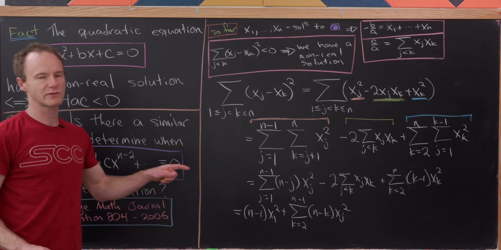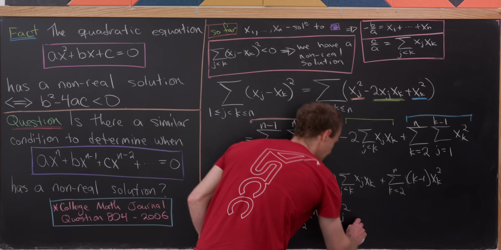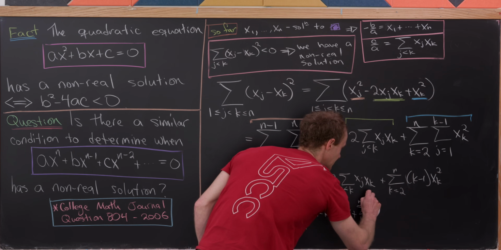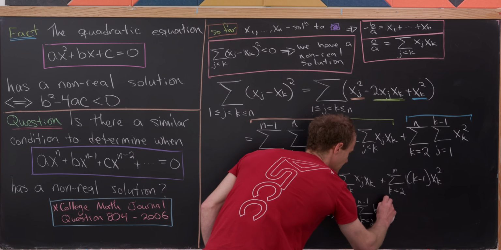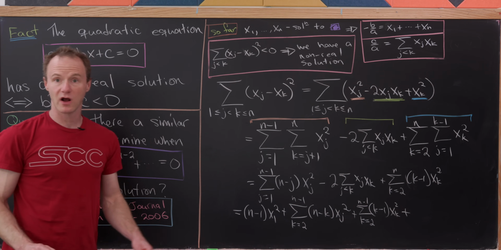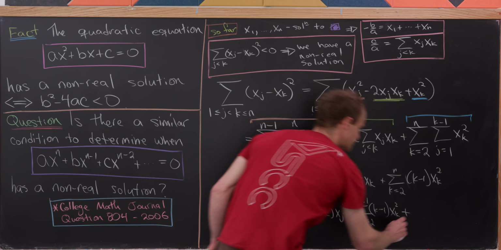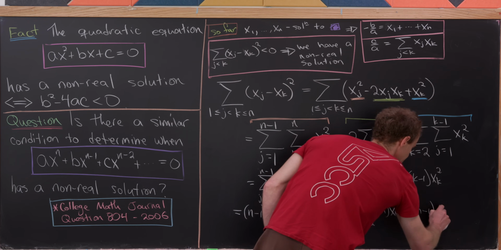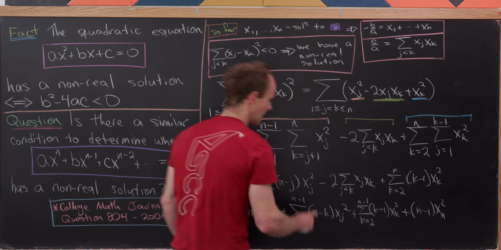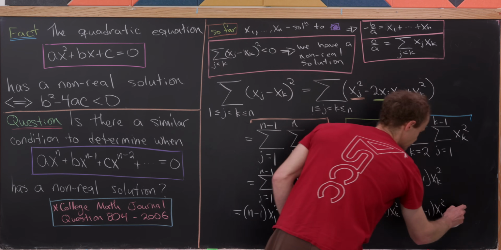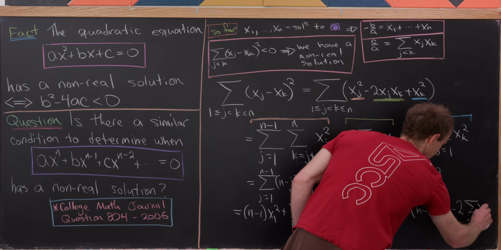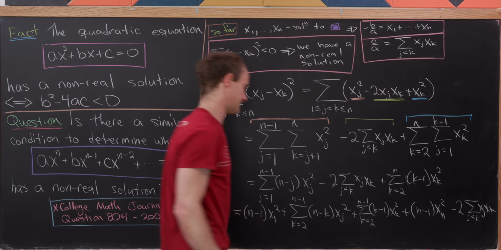And then, well, I'm going to rearrange things a little bit. Now I'll have the sum as k goes from 2 up to n minus 1 of k minus 1 times xk squared, plus, like I promised, that nth term, which is going to be n minus 1 times xn squared. And then we've got this middle part, which I'll just tack on at the end. So that's my sum over all j less than k of xj xk.